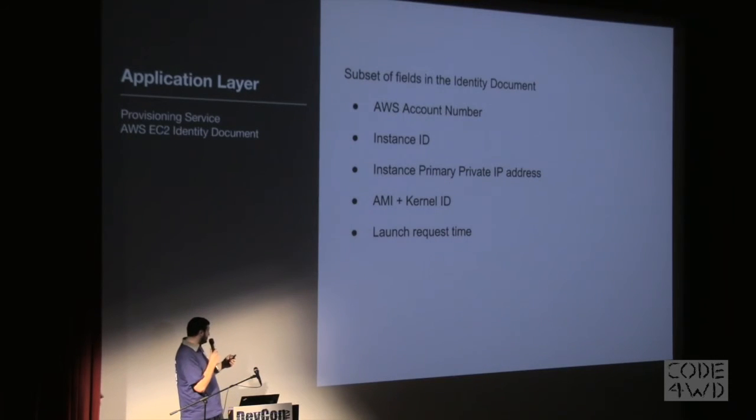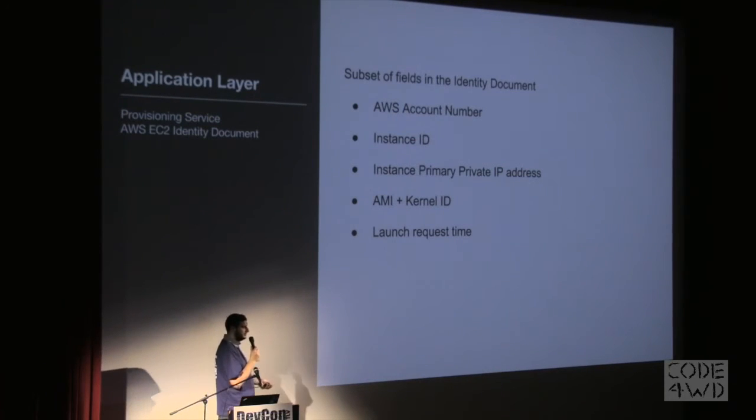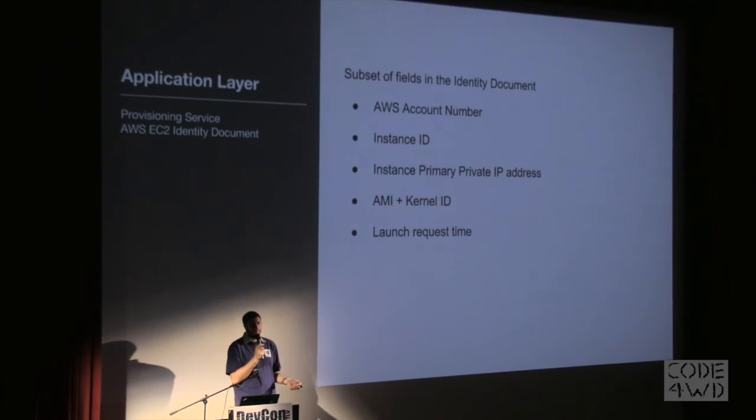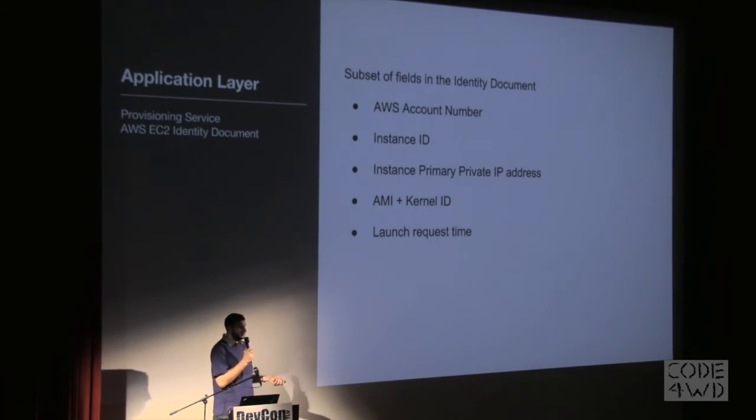So what's inside this document? Well, we have the AWS account number, we have the instance ID, so we can identify the instance. We have the primary private IP address. We have the AMI and kernel ID, so we know what this instance is running, and we can make sure that it's running something we want it to be running. And the launch request time. If we have an instance that boots up and someone comes to the provisioning service an hour later with that identity document, something's fishy.